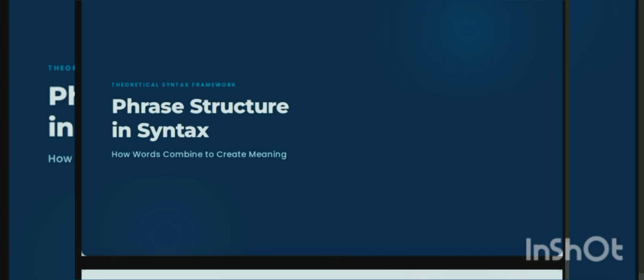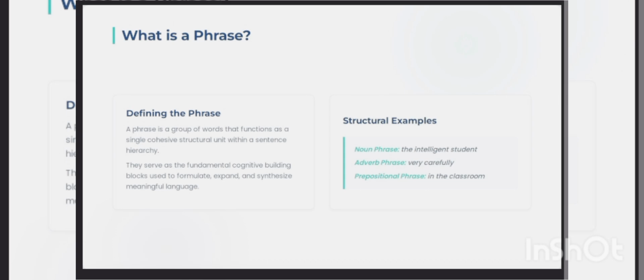By the end of this video, you'll understand what phrases are, why they are important, and the major types of phrases used in English grammar. Now, if we talk about what a phrase is, a phrase is a group of words that functions as a single unit within a sentence. Unlike a complete sentence, a phrase does not usually contain both a subject and a predicate. Phrases serve as the building blocks of the language. They help organize words into meaningful chunks, making communication more structured and understandable.